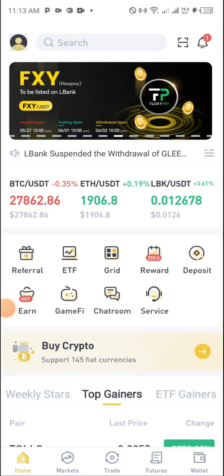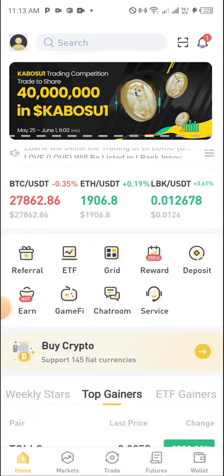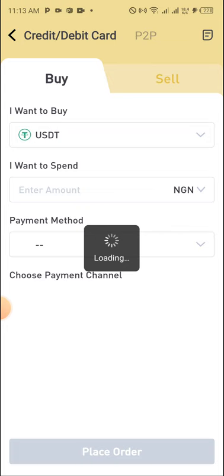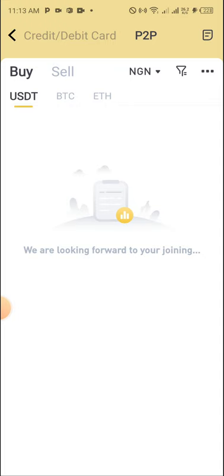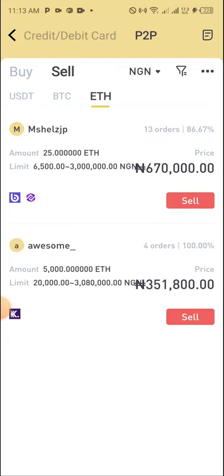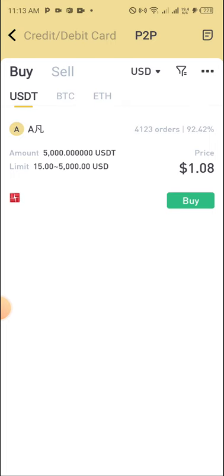And finally, how to buy crypto. It's very simple. You just come here, click on credit/debit card. If you are non-Nigerian, then you want to buy with P2P, you can come here and just buy your coins P2P. You can buy Ethereum, USDT. You can use your US dollar, just like that, guys. So it's actually very simple and straightforward.